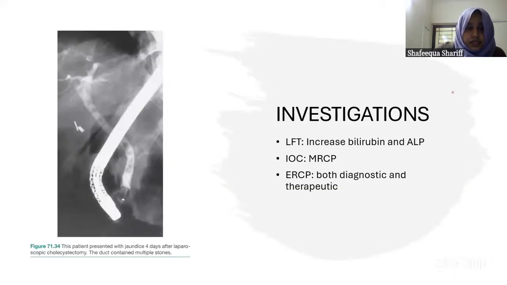Here, this is an ERCP image, and I am sure you can see this is the right hepatic duct and the left hepatic duct. This is the common hepatic duct, and this is the bile duct. Can you see these filling defects? These are the CBD stones that you can see. On investigation, you can see the rise in bilirubin and ALP. The investigation of choice is MRCP, and the ERCP is both diagnostic and therapeutic.